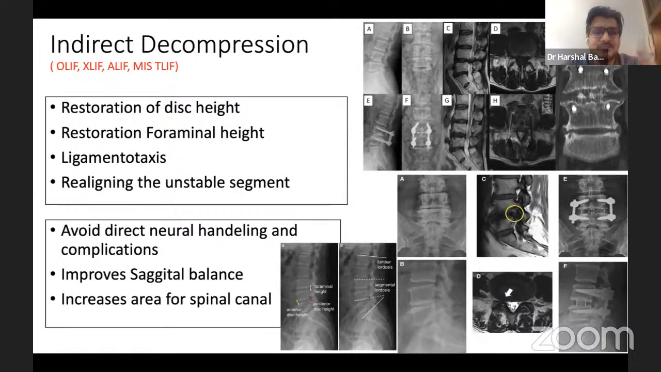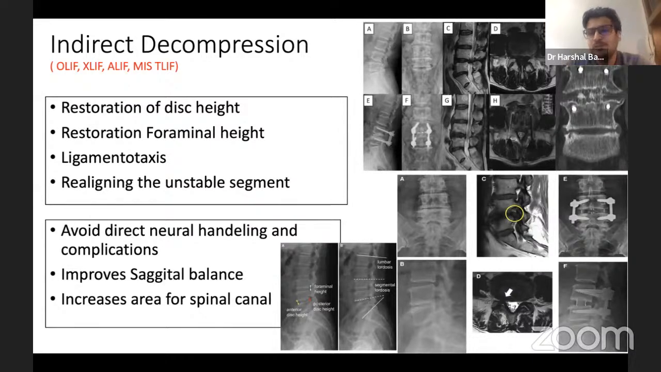They can be done by OLIF, XLIF, ALIF, MIS TLIF, where you are not touching the pathology directly. You are just trying to recreate the space, the area available for the neural structures. They avoid direct neural handling and associated complications like neurological symptoms or dural tears. You can also have a better sagittal balance. Today we are not talking about sagittal balance, because that is going to come in the next few lectures. These are purported to increase the area available for the neural structures.